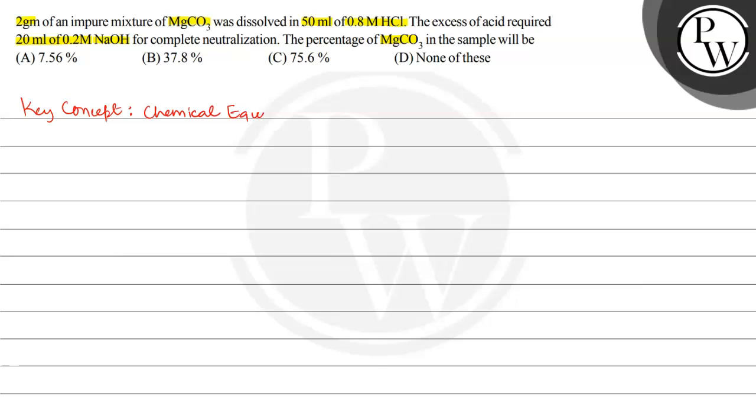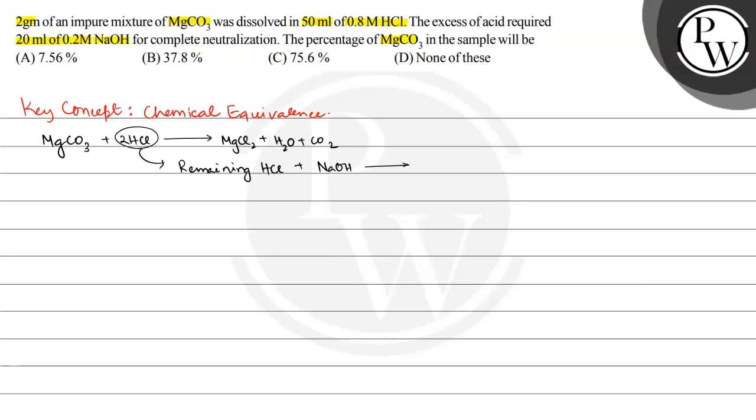Chemical equivalence. Alright, so here firstly, what is happening is, there was a sample in which magnesium carbonate was present. So first we added some HCl, and then it reacts with HCl to form MgCl2 plus H2O plus CO2. And the remaining HCl, that reacts with NaOH solution to give NaCl and H2O.